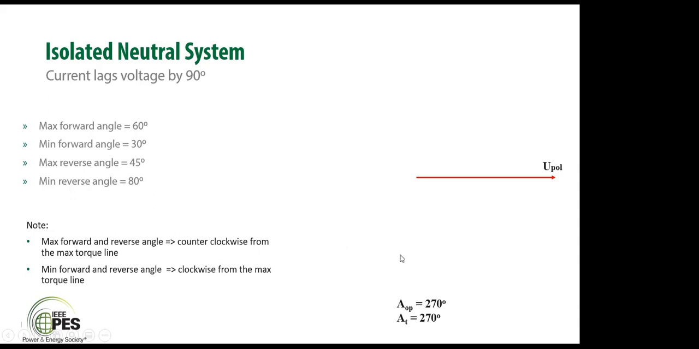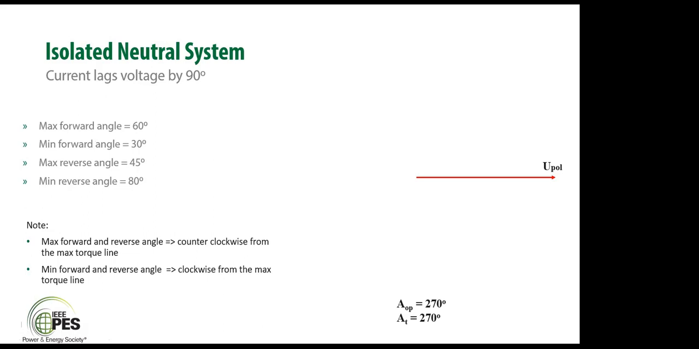So in this example, we have been given an operational angle of 270 degree, and we are setting a torque angle of 270 degree, and we are setting maximum forward angle 60 degree, minimum forward angle 30 degree, maximum reverse angle 45 degree, and minimum reverse angle 80 degree. Now, what will be the scenario when we are implementing it?